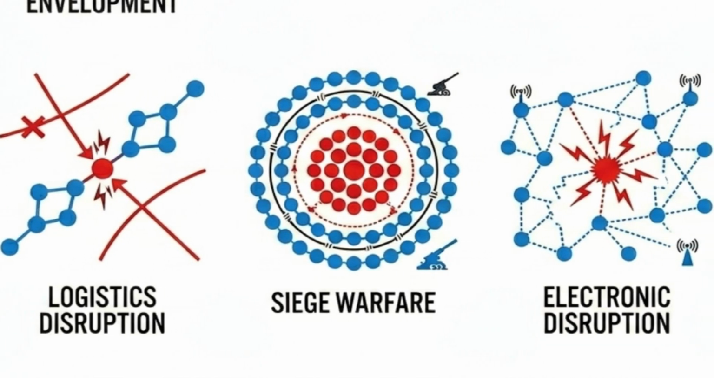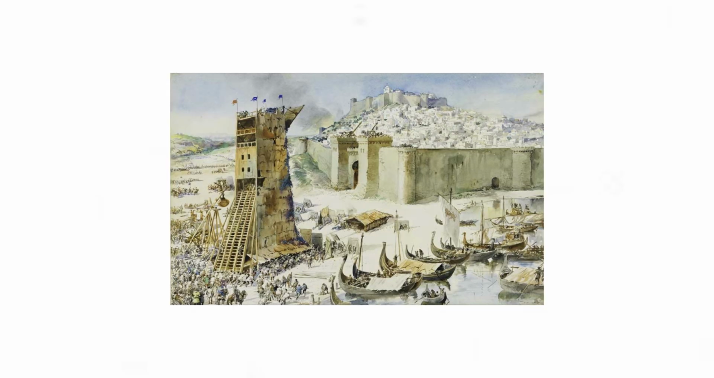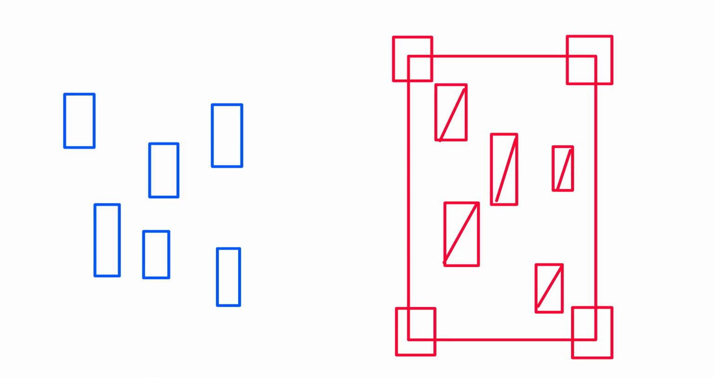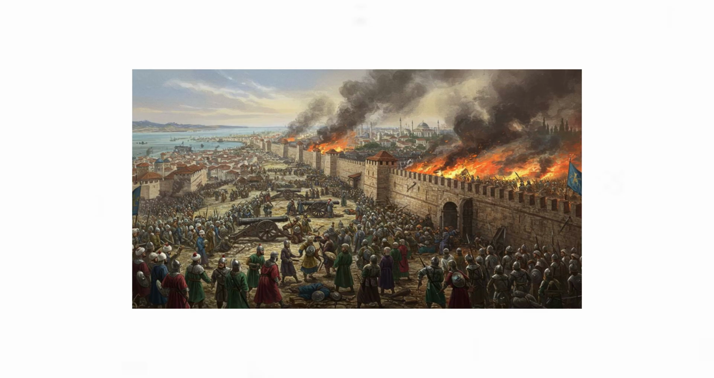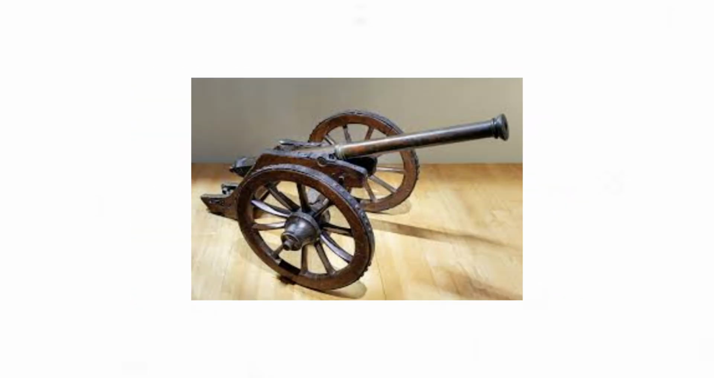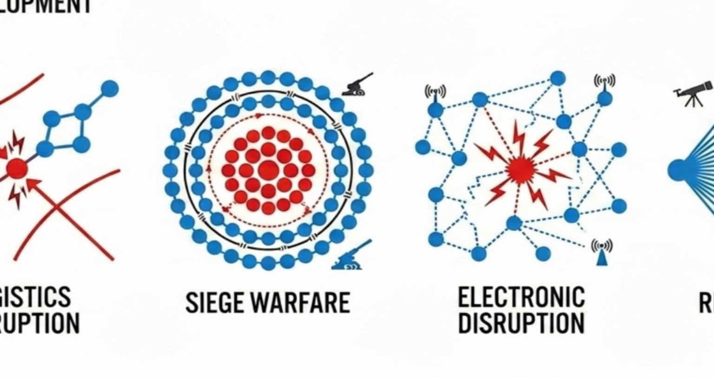Siege warfare. Siege warfare is a strategy where forces surround a fortified position and isolate it until it surrenders. Instead of direct assault, attackers cut off food, water, and reinforcements over time. The Siege of Constantinople in 1453 is a well-known example, where the Ottomans used artillery and blockades to break through centuries-old defenses. This strategy is powerful but often slow and resource-intensive.